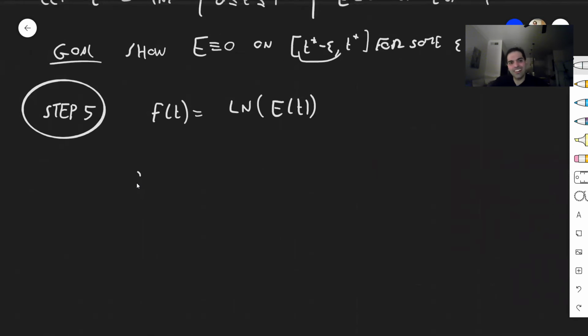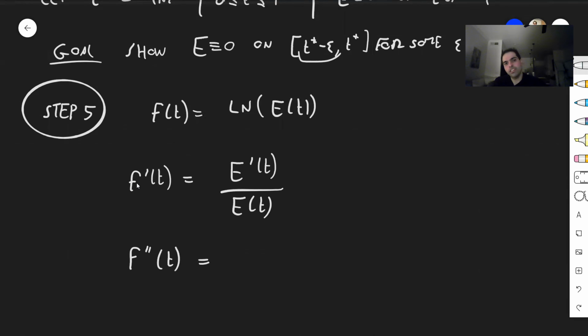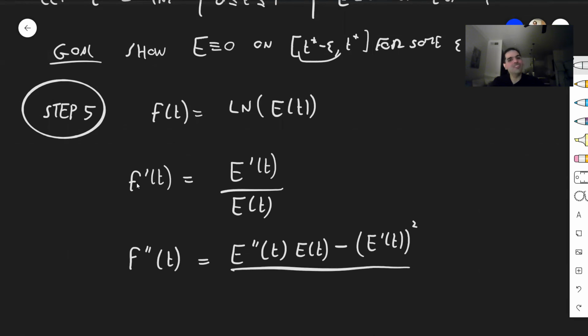And for this, let's calculate the derivatives. So f prime of t by the chain rule is e prime of t over e of t, and then the second derivative, f double prime of t, is e double prime of t times e of t minus e prime of t squared, over e of t squared. So e prime times e prime, again, by the quotient rule. All right, so we have this monster.